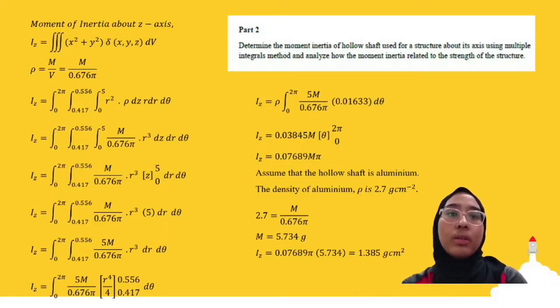In task 2, we use triple integrals in cylindrical coordinates to find the moment of inertia about the z-axis, which gives us the equation of the triple integral of r squared times density dz dr d theta. We substitute density with m over v, and then we perform the calculation as usual. We will get the answer in terms of m, and then we use the same formula, density is equal to m over v, to get the value of m. Then we substitute the value of m back into the equation we have. We calculate it, and we will get the value of the moment of inertia about the z-axis.